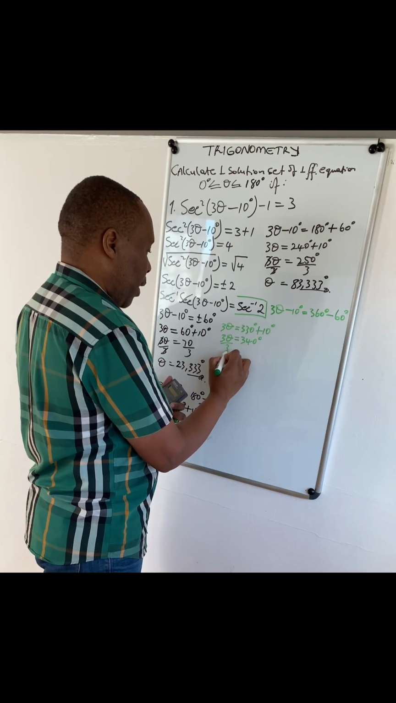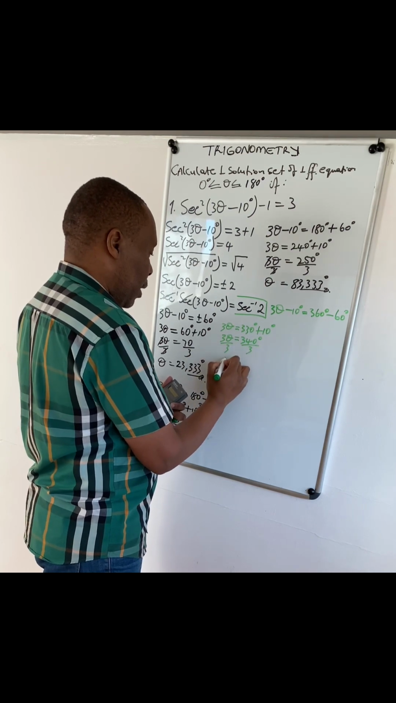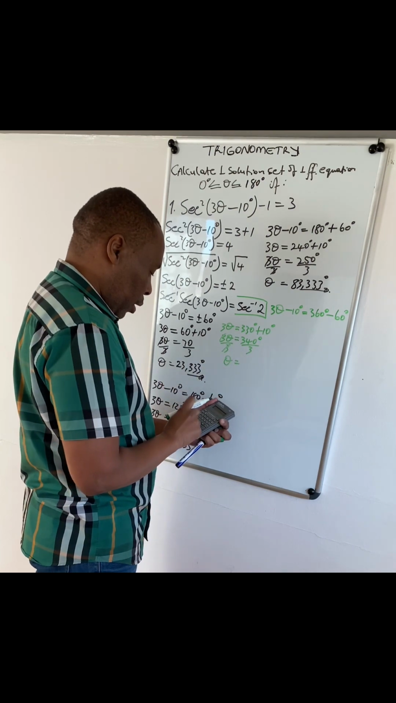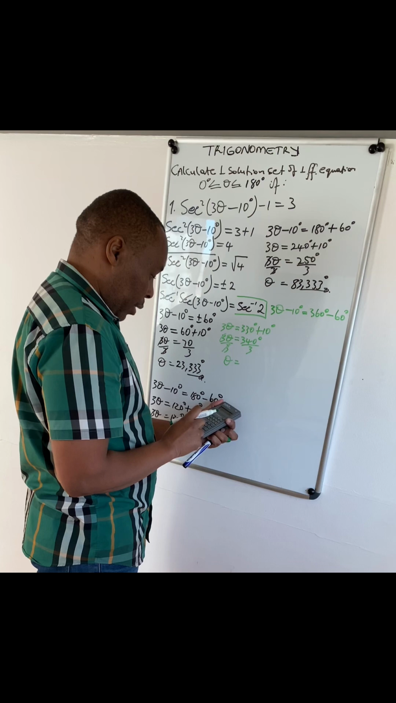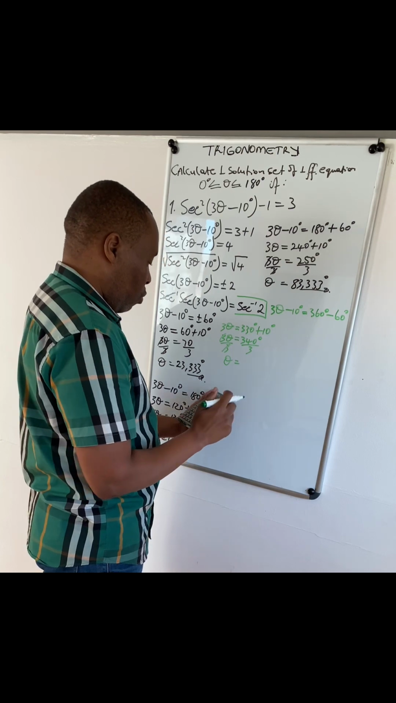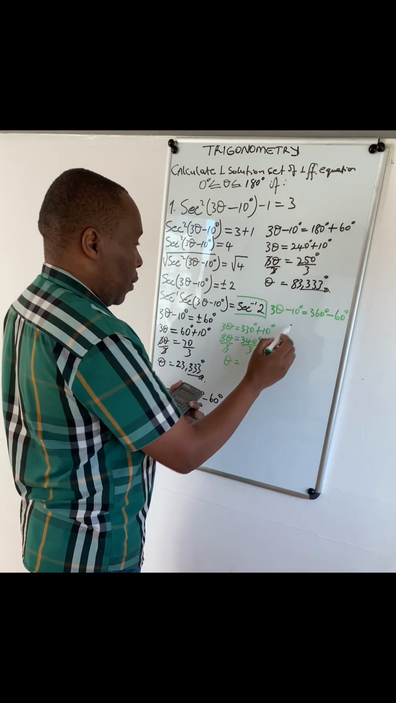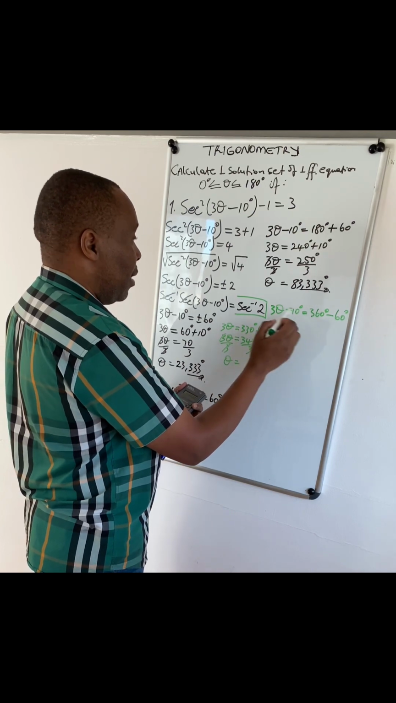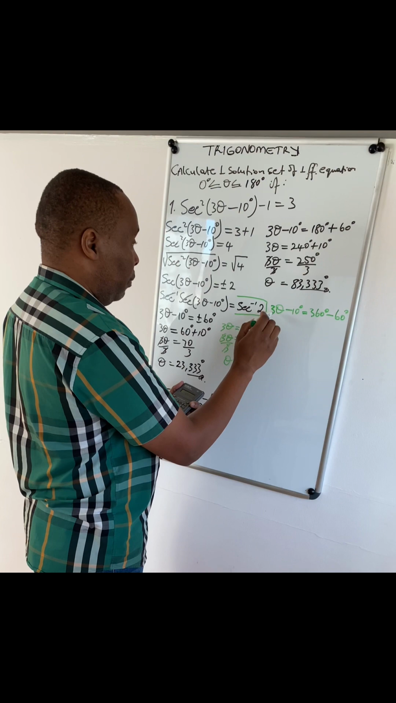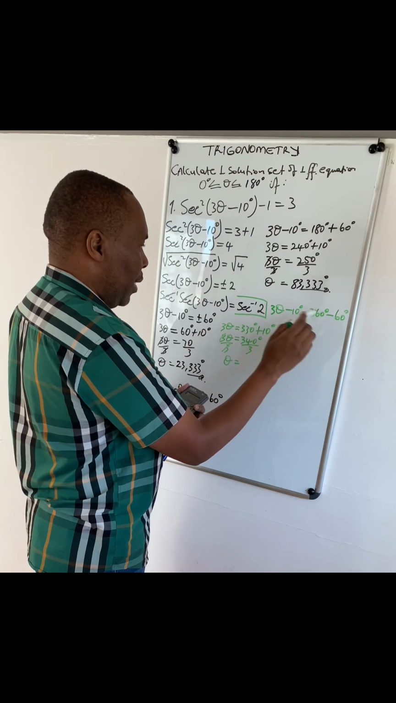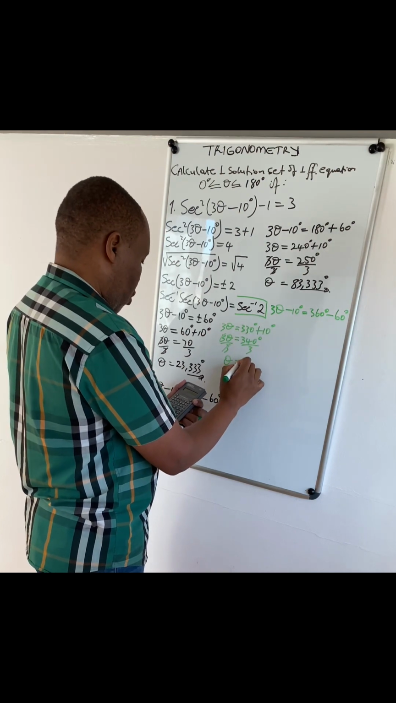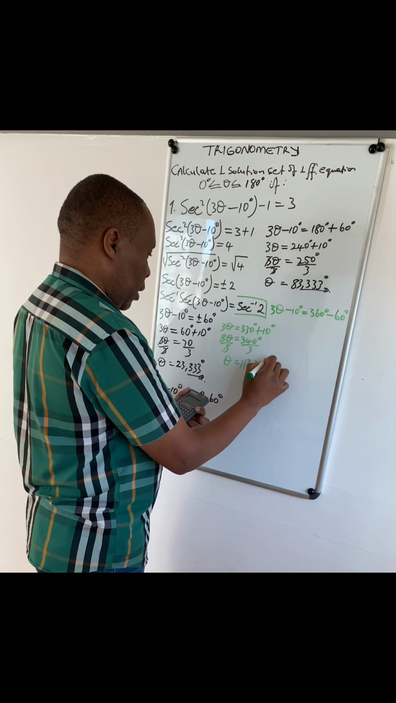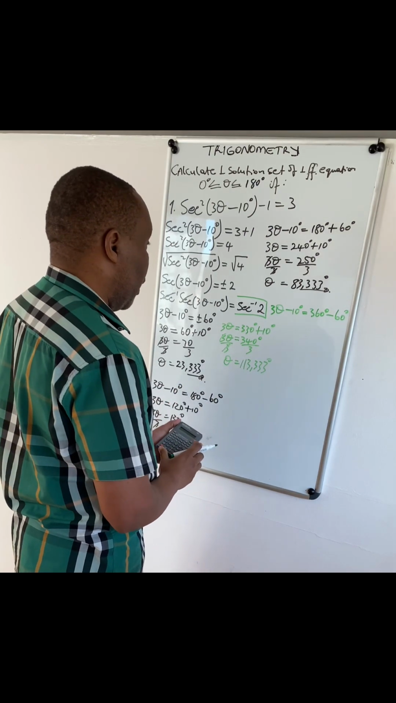And then we divide by 3, and it cancels. Theta is equal to 340 divided by 3. It's 113.333 degrees. This is what we get, in the fourth quadrant.